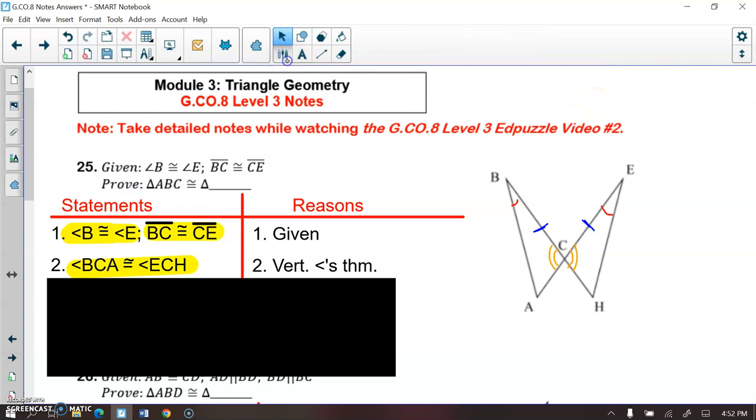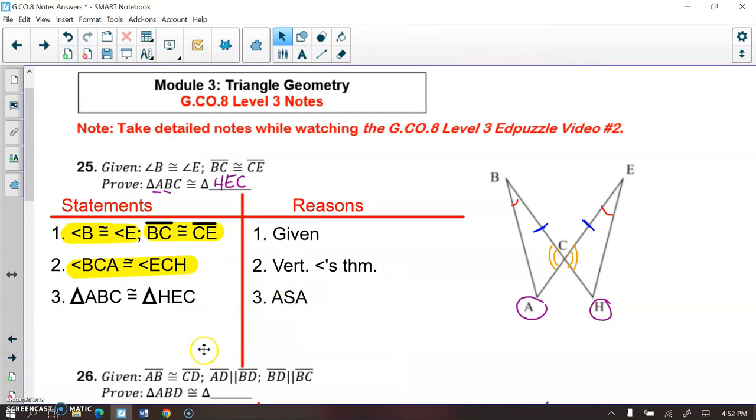Now let's figure out the order that the vertices would go in. Angle A on my first triangle is going to be congruent to angle H on my second. So those need to be in the same position. Angle B on my first triangle is congruent to angle E. And angle C is congruent to angle C. So triangle HEC should go in the last step. This is by ASA because the side is in between the two angles.